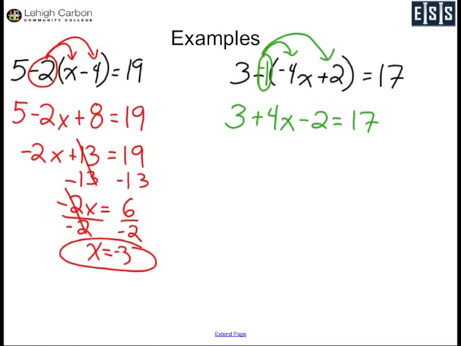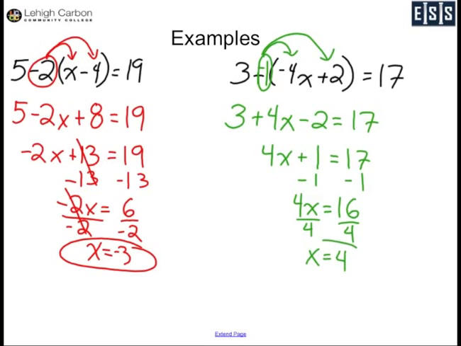Combine like terms. 4x, 3 minus 2 is 1. Subtract 1 from both sides. 4x equals 16. Divide by 4. X equals 4.